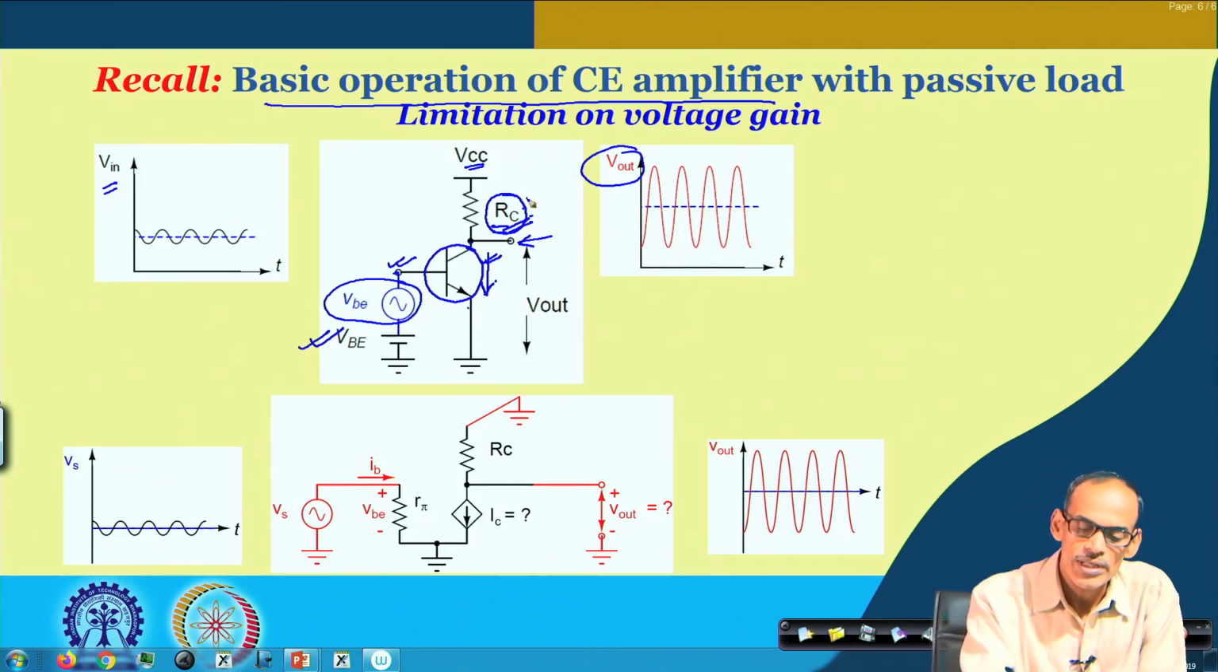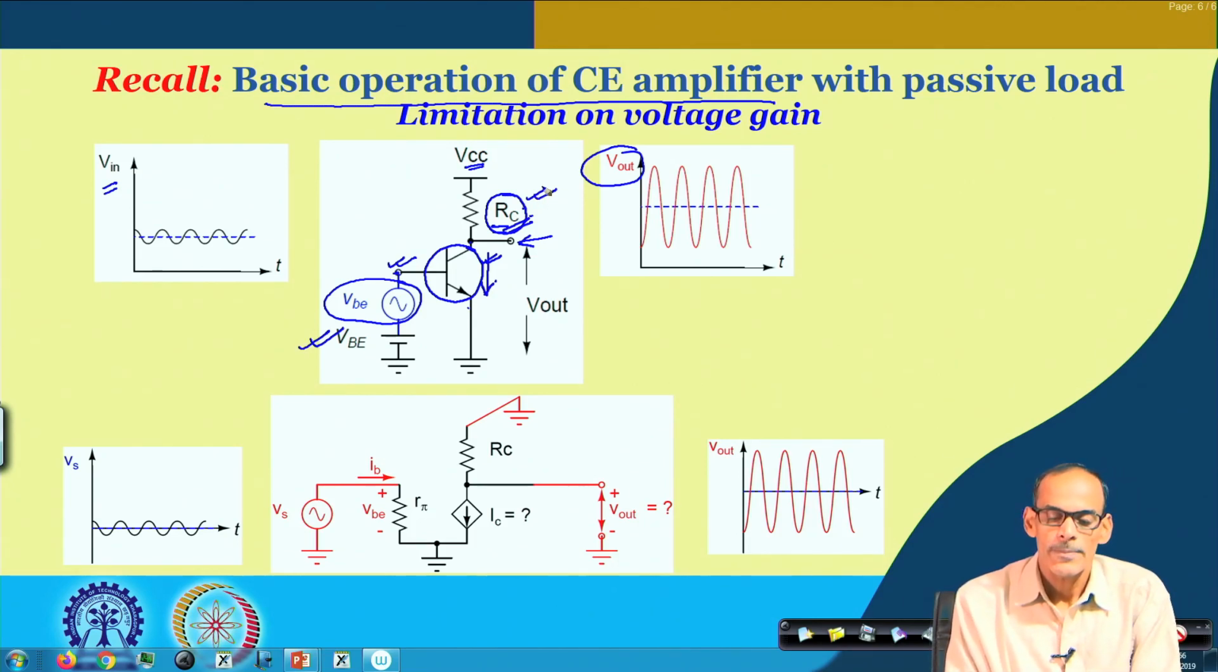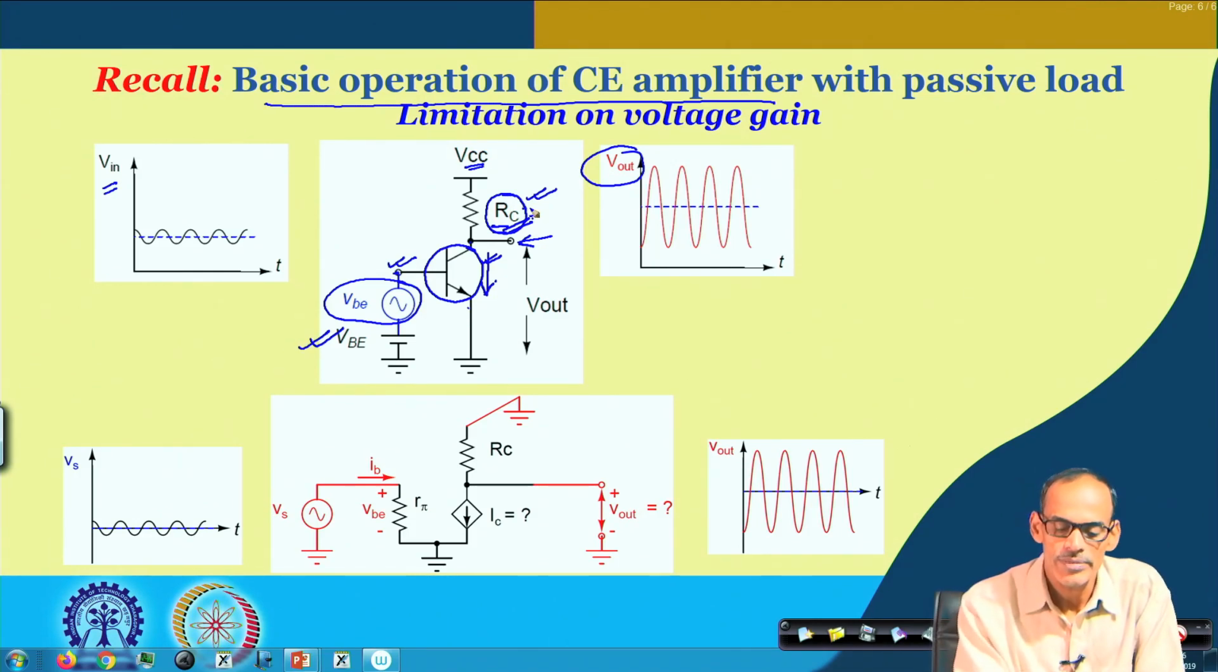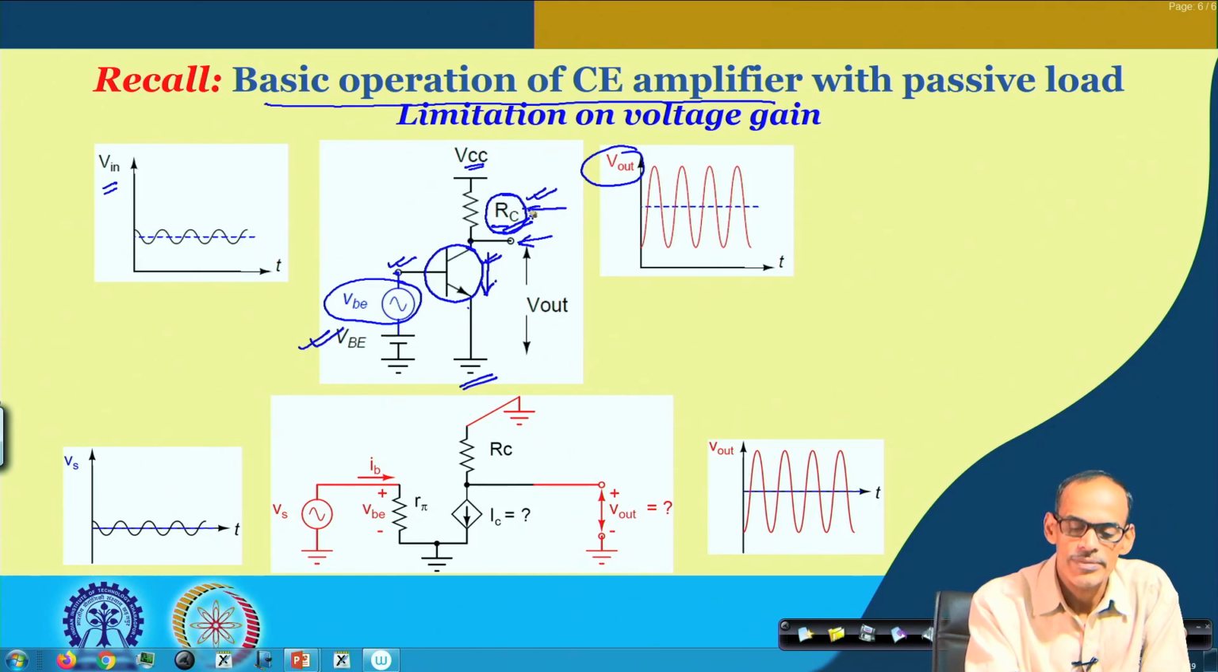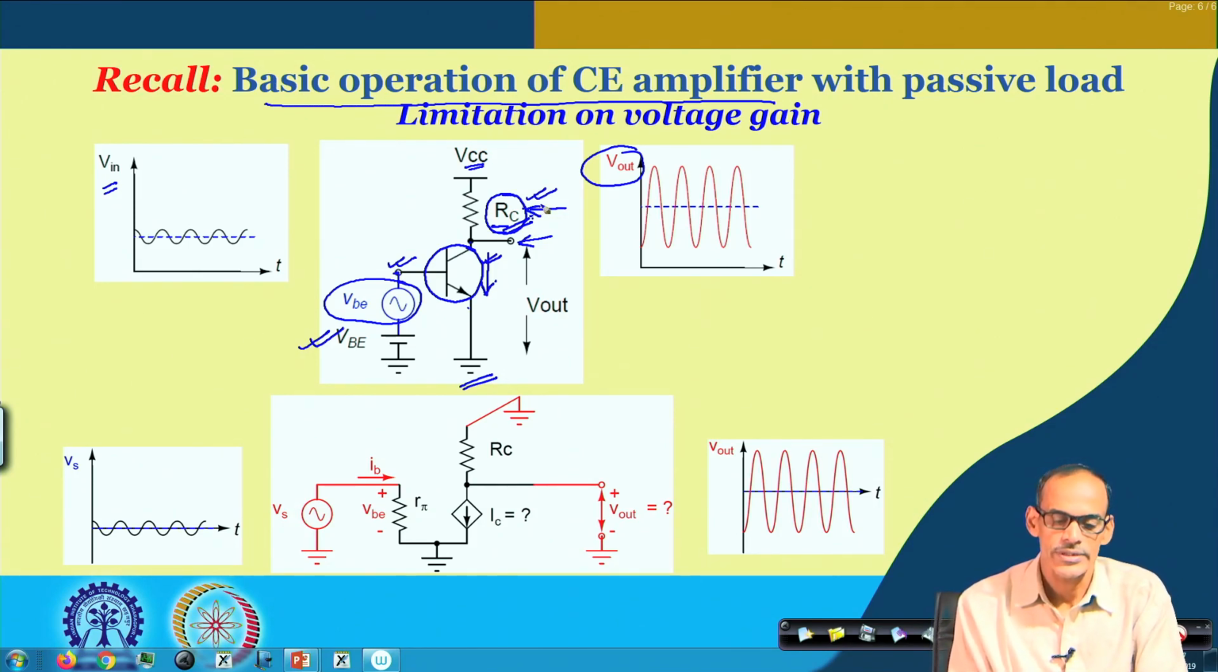This resistor is typically referred to as the load, and as a passive component it provides a linear IV characteristic. Of course, it works fine, but to some extent it has a limitation in giving voltage gain. I should say the basic CE amplifier has good gain, but if you want to enhance the gain further, there is scope for improvement, and that may be done by replacing this passive element by its active equivalent circuit. So, let us see where the limitation comes from, particularly for the voltage gain.